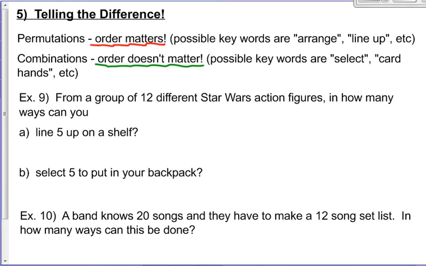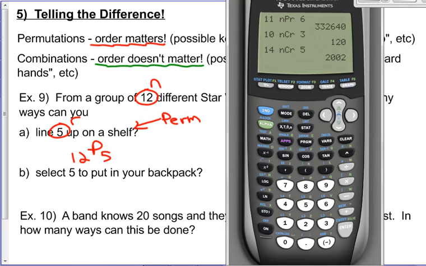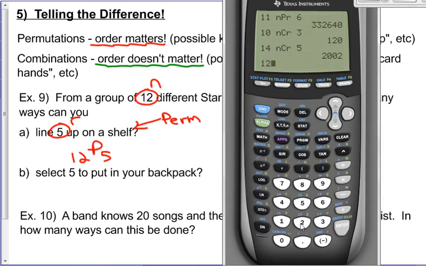From a group of 12 different Star Wars action figures, in how many ways can you line 5 up on a shelf? So ask yourself, in a lineup, does the order matter? For sure, generally you'd prefer to be at the start of a lineup than at the end, depending on the lineup. So this is a permutation question. N is 12, R is 5, it's 12P5, whatever that is. So we'll take a second here, figure it out. $95,040.